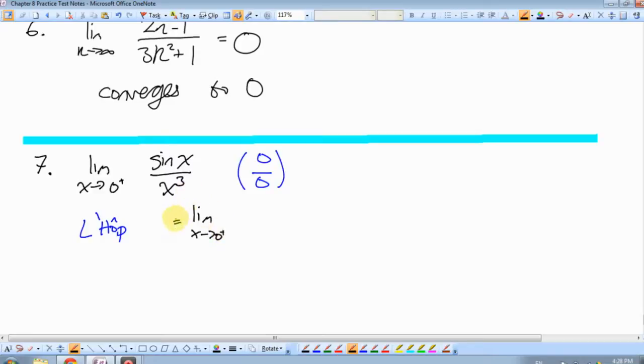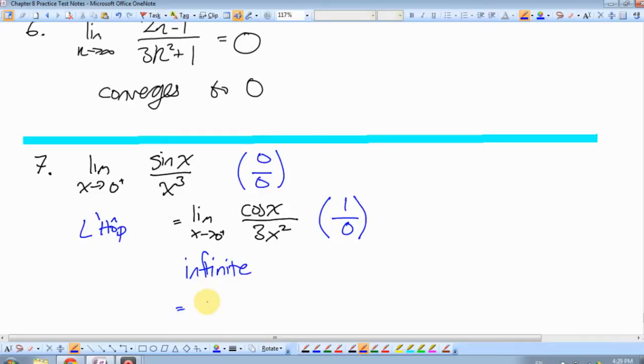Okay, the derivative of sine x is cosine x. The derivative of x cubed is 3x squared. Good. Let's check the form. 1 over 0. Oh, that's infinite, right? So now it's infinite. So now we have to figure out positive infinity or negative infinity.